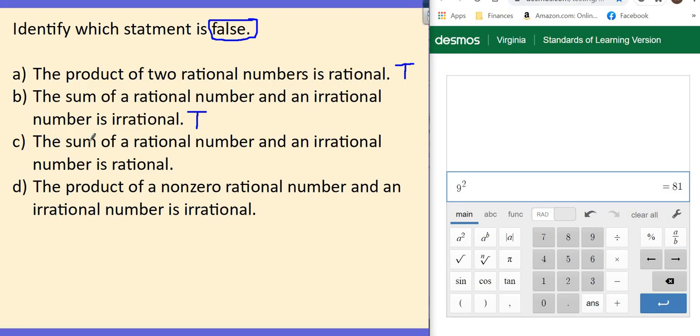This says the sum, we're adding, of a rational number and an irrational number is rational. That is false, because if you have an irrational number anywhere, that means your answer is going to be irrational. So this should be irrational. And then it says the product of a non-zero, that means anything but zero, rational number, and an irrational number is irrational. That again is true because irrational numbers have cooties. So if you have an irrational number somewhere, it's going to be irrational.